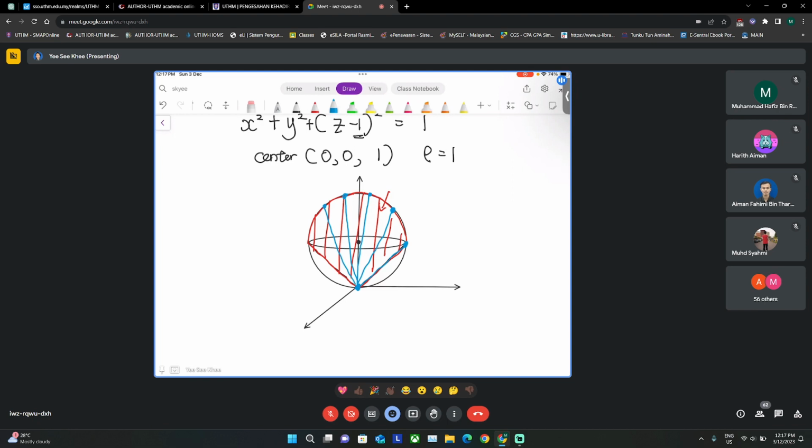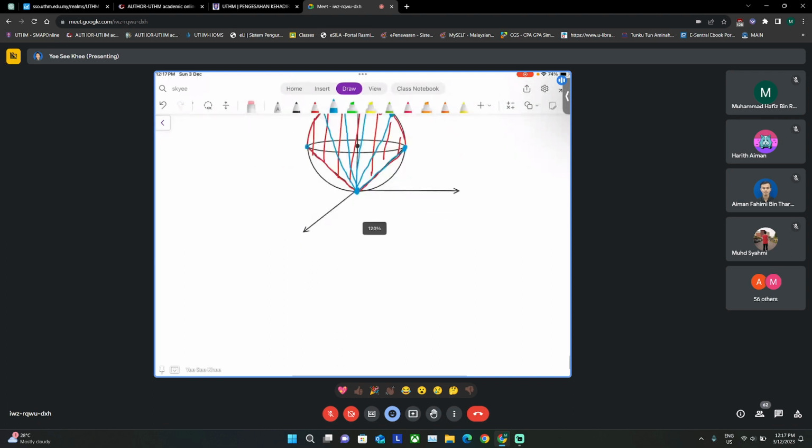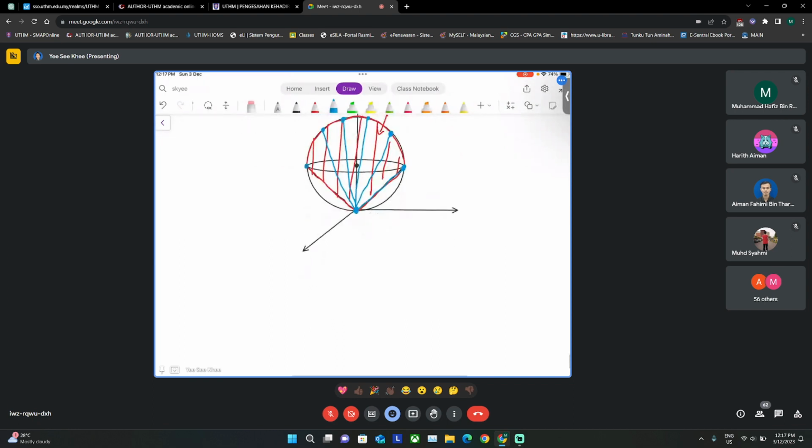Okay, so this is your rho. Your rho won't be a fixed value in this case. It will be equations. So how to find the equations of the rho? You can find the equation of the rho by referring to the equation of the sphere. The equation of the sphere is x squared plus y squared plus z squared equals 2z.